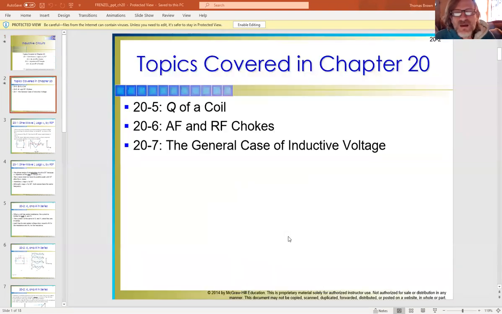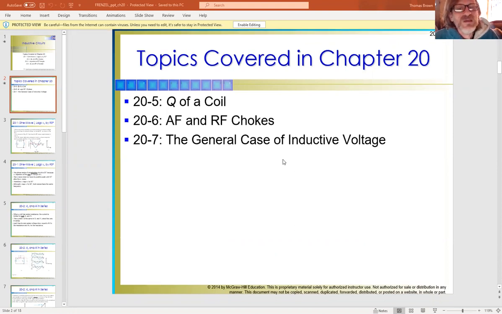We'll look at the actual charge properties of a coil, and then again, audio frequencies and radio frequency chokes. And then that's communications and media. It used to be just radio, but these days we'll classify pretty much anything that deals with this under media. And then a little synopsis of inductive voltage, if you will. But yeah, let's jump in.